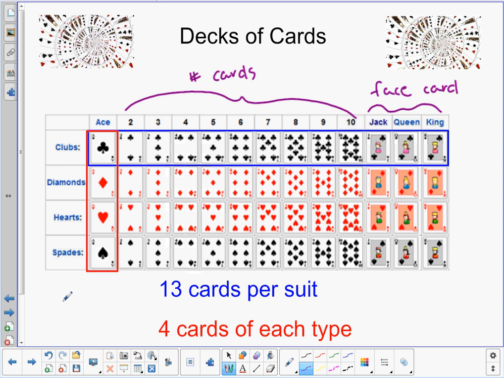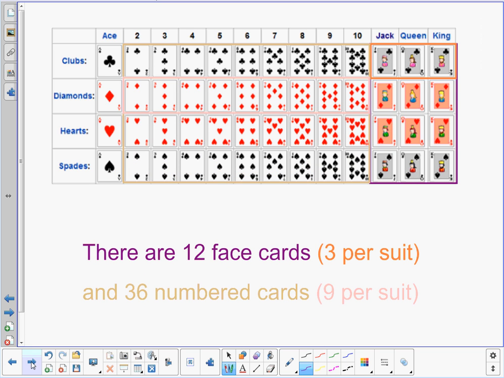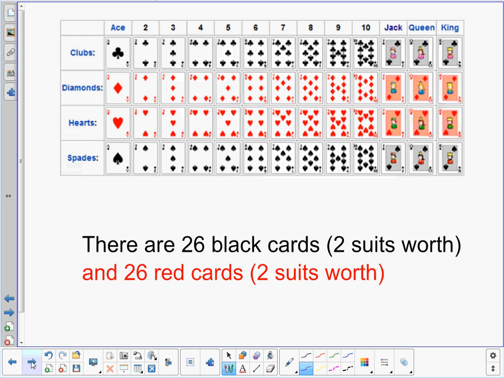Cards in a deck, there's 52. Cards per suit, there's 13. Cards per number, there's 4 cards of each type, so that would be 4. The face cards are Jack, Queen, and King. So there's 12 total. When we think about red and black, half of the cards are red and half the cards are black. So there's 26 black and 26 red.